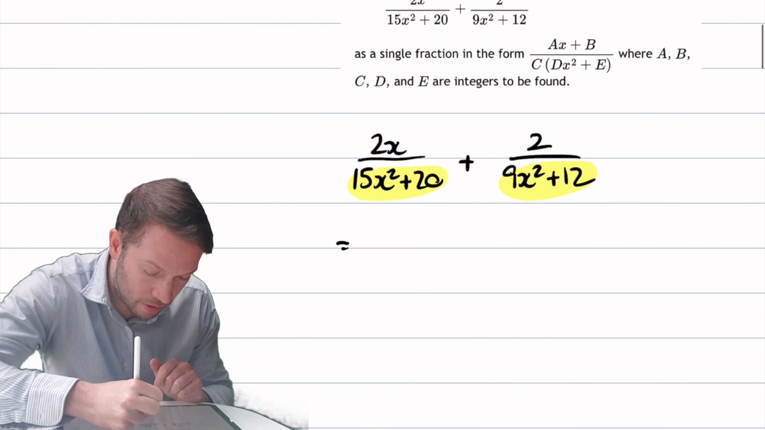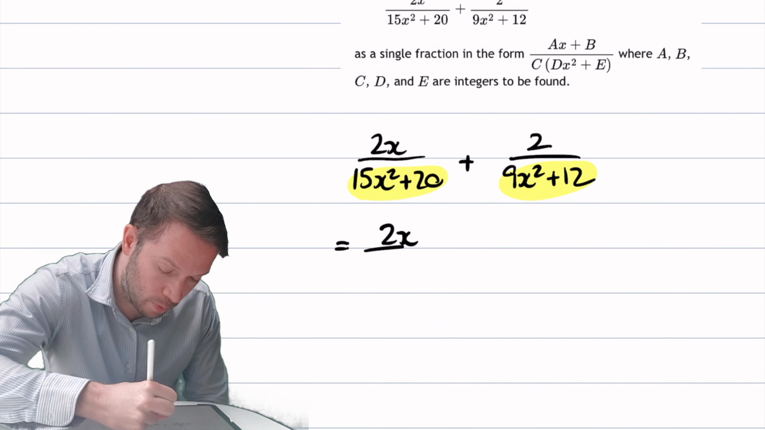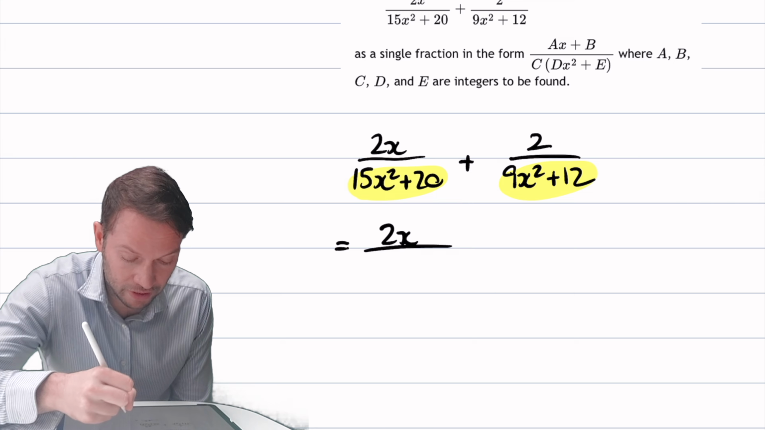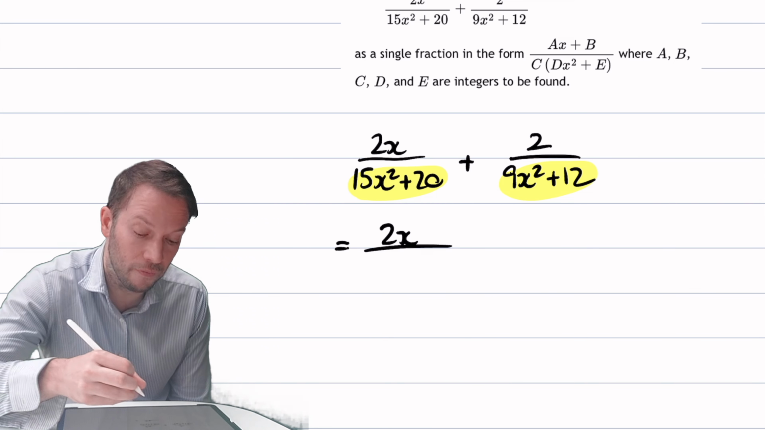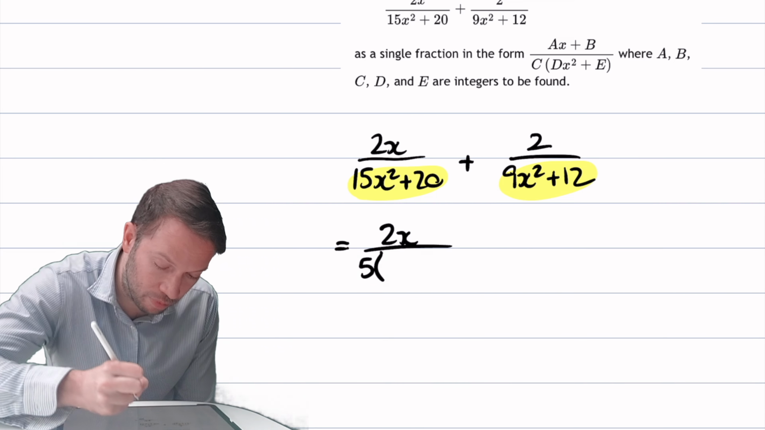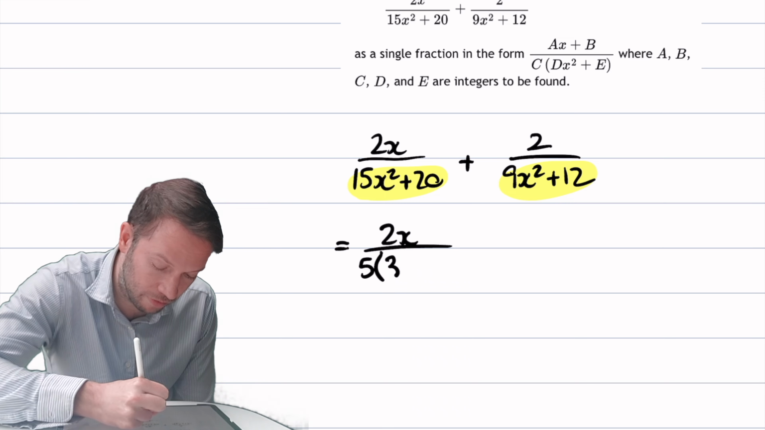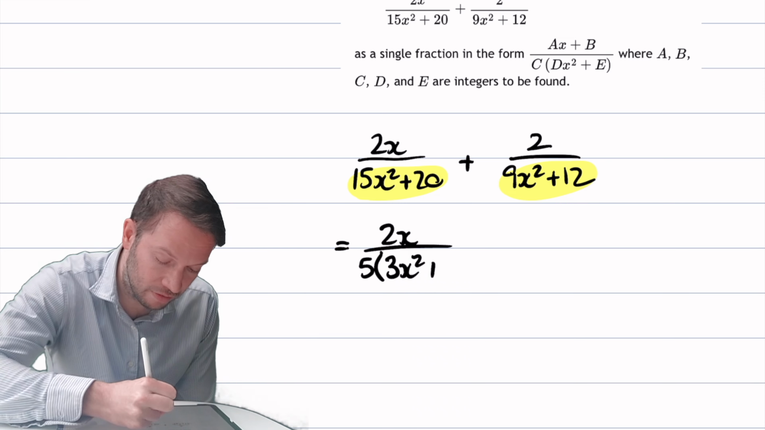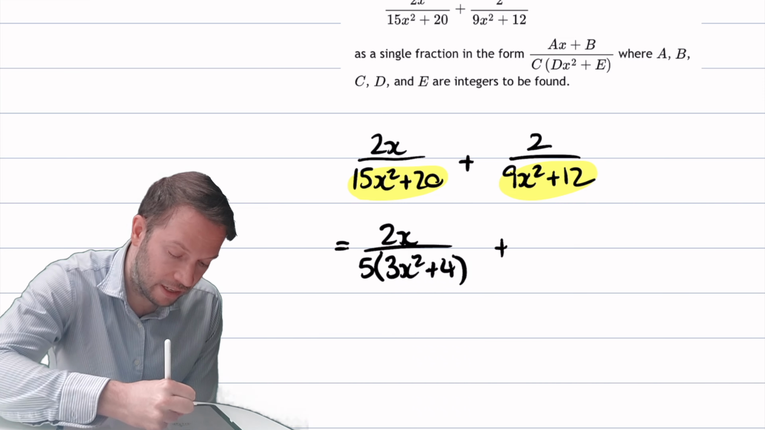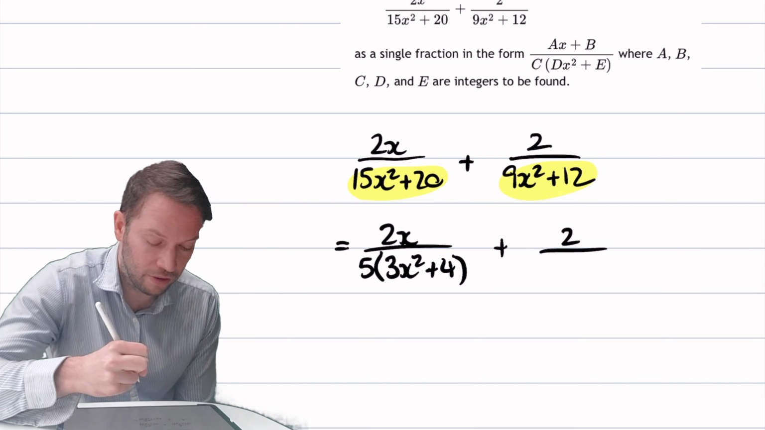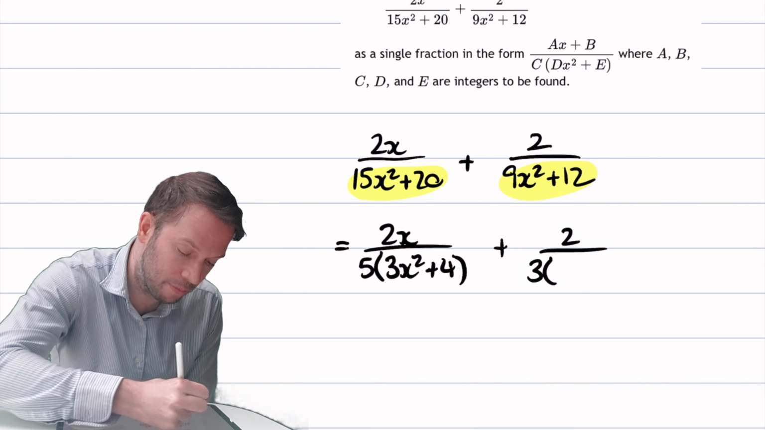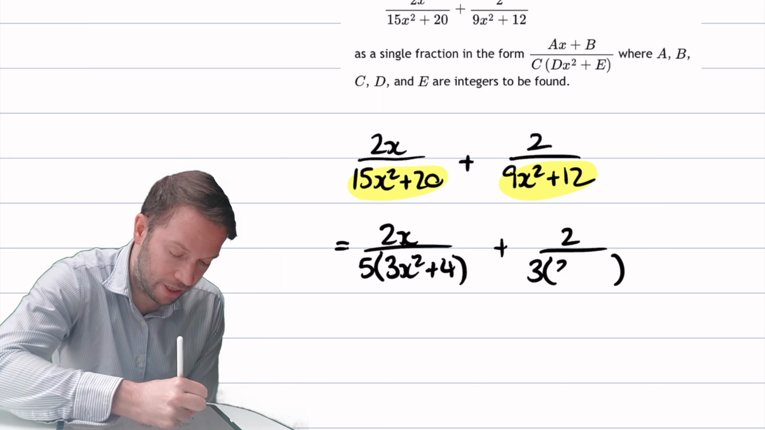So this denominator here, we can factorise out 15x squared and 20. We can factor out 5. So we've got 5 brackets, and then what's that going to be? That's going to be 3x squared plus 4. What about the second fraction? Well, I can factorise out 3. So we've got 3 brackets, and what's it going to be? 3x squared plus 4 again.